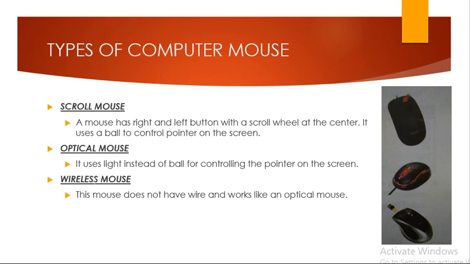Now the last one is the wireless mouse. This is the picture of a wireless mouse. This mouse does not have a wire and works like an optical mouse. The working of this mouse is totally similar to the optical mouse, but the only difference is that the optical mouse has a wire, but the wireless mouse doesn't have a wire. In this way, they are different from the optical mouse.